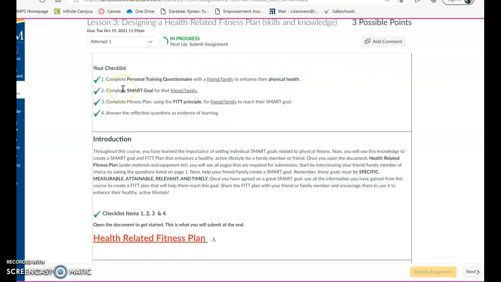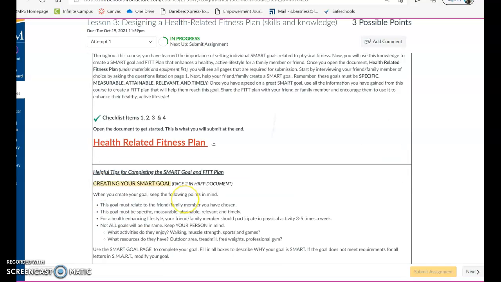but in your checklist, you're going to complete a personal training questionnaire with a friend or family member to help them enhance their physical health. You can pretend that you are their physical trainer or you are their educator and you have information from this class that could help them enhance their physical health. Then complete a SMART goal for that friend or family member based on what they would like to achieve. And then complete a FIT plan using the FIT principle and answer the reflection questions. This is all important stuff that you should make sure you remember to read.